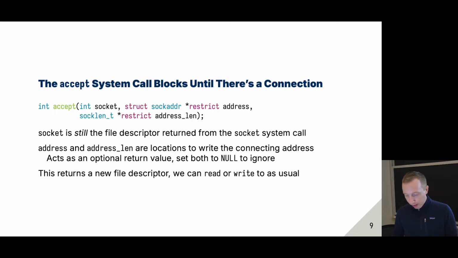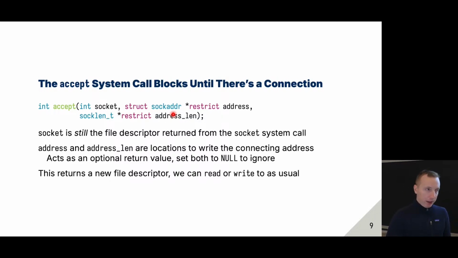So the accept system call blocks until there's a connection. It takes as the first parameter the socket that you have bound to something and are now listening to, then optionally takes an address again. But if you're doing a Unix socket or a stream socket, it's optional. You don't have to set them again, so you can just set them to null and ignore them.